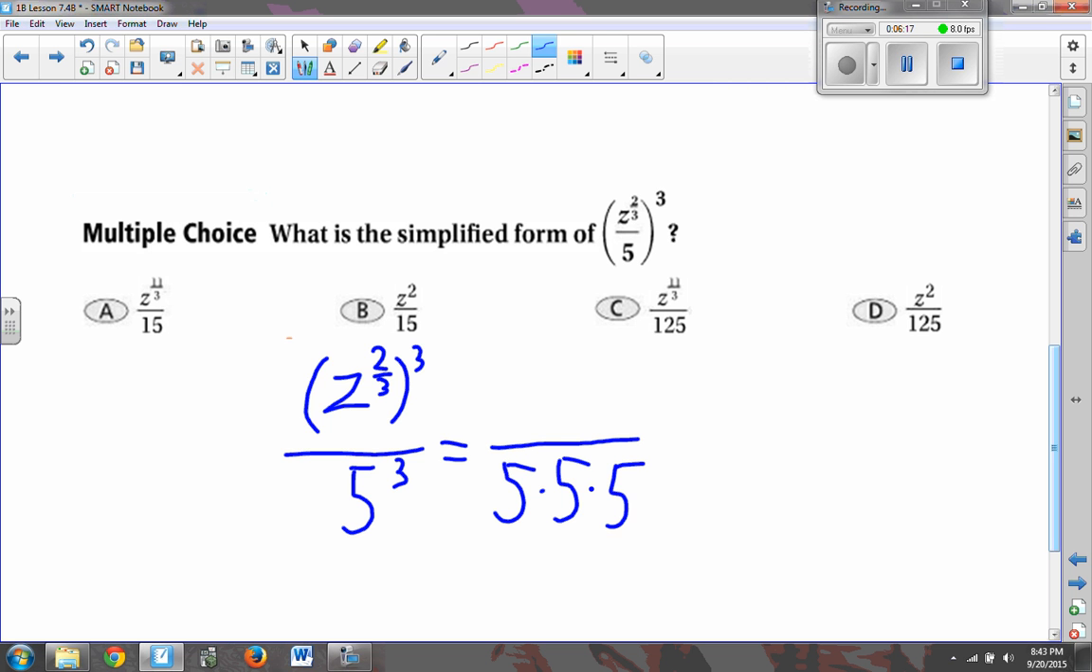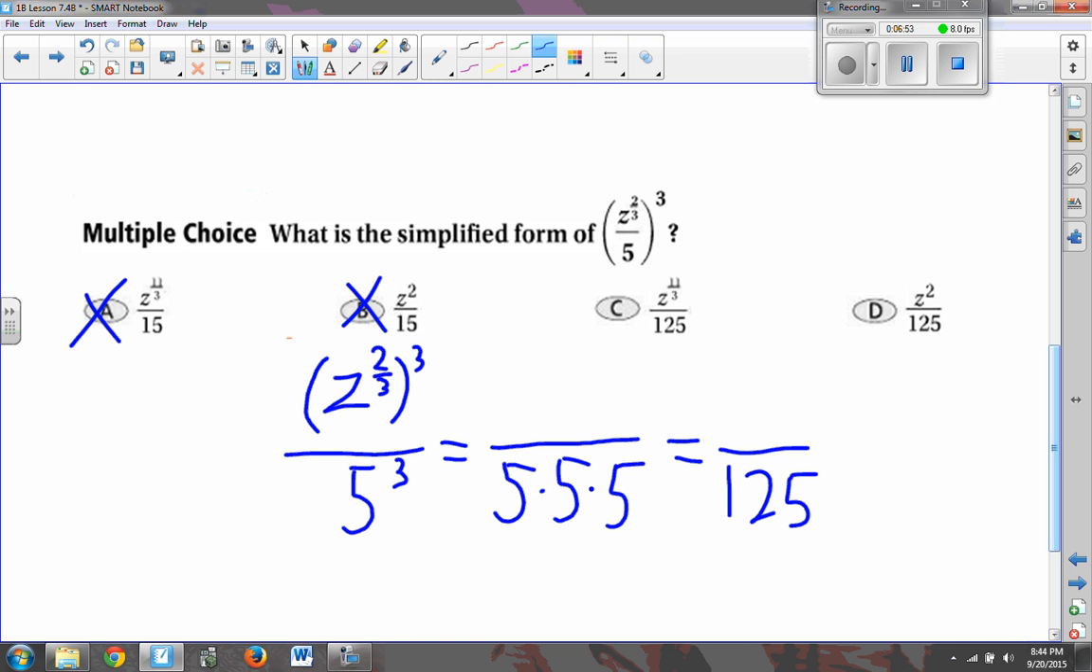times 5. It's not 5 plus 5 plus 5, so it's not 15. 5 times 5 is 25, and so this 25 then times 5 is 125. All right? So we've got 4 options here, and we've already eliminated 2 of them. Hopefully you can see which ones this cannot be. It cannot be that, and it cannot be that, because those have 15 in the denominator instead of 125. Now the top of the fraction is z to the 2/3 power raised to the third power.